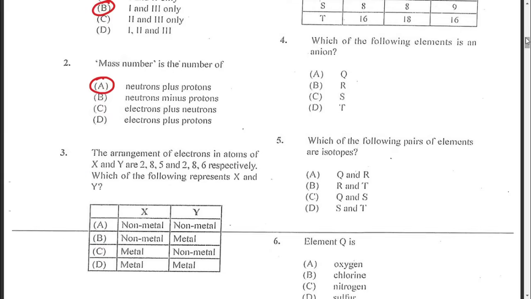Question 3, the arrangement of electrons in atoms of X and Y are 285 and 286 respectively. Which of the following represents X and Y? If we look at the valence electrons of X and Y respectively, we can see that they are between 4 and 7, which indicate that they are non-metals. So the answer would be A.